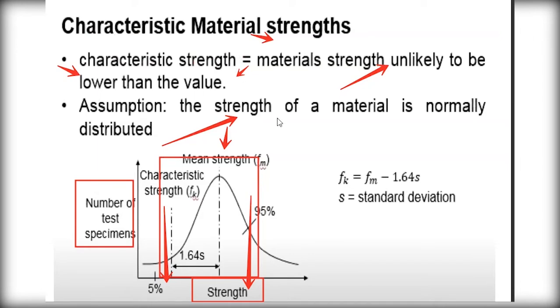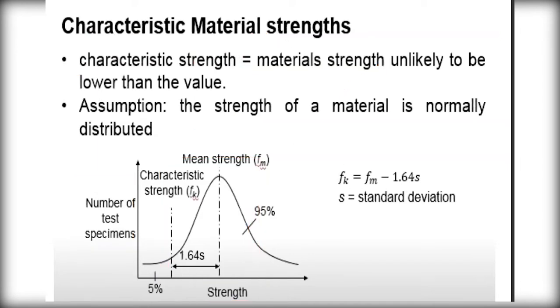So the characteristic strength is a function of the mean strength minus 1.6 times the standard deviation, and this is how you get the characteristic strength of your material. So generally, the characteristic strength is a function of this formula.